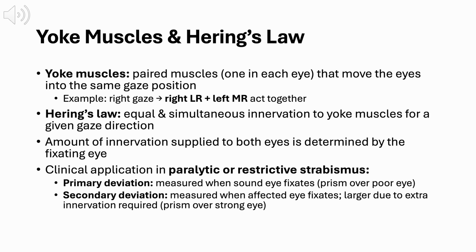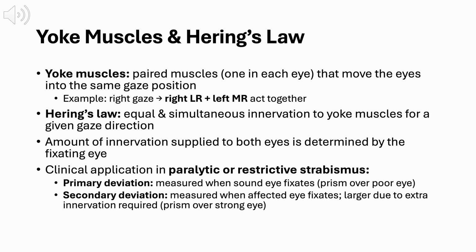These are called yoke muscles, one muscle in each eye that work together to move the eyes into the same gaze position. For example, during right gaze, the right lateral rectus and the left medial rectus contract together as a yoke pair. Herring's law explains how this coordination happens. It states that yoke muscles receive equal and simultaneous innervation for a given direction of gaze. Importantly, the amount of innervation sent to both eyes is determined by the fixating eye.